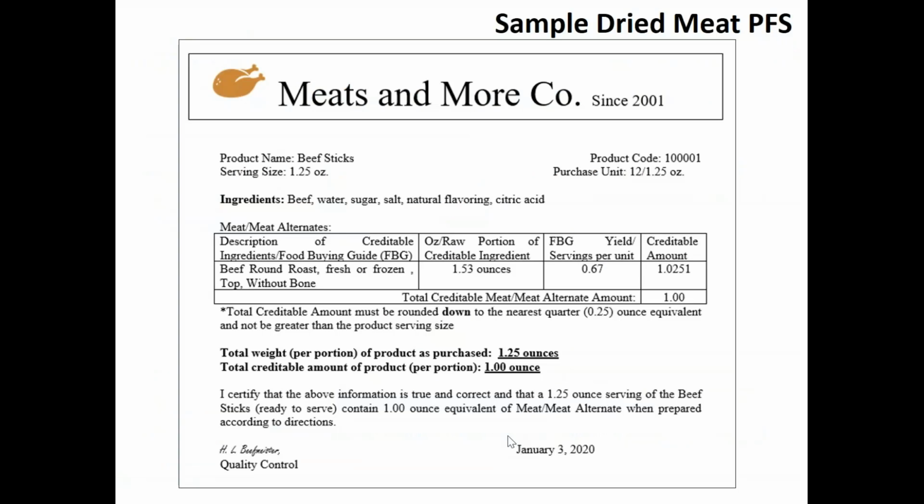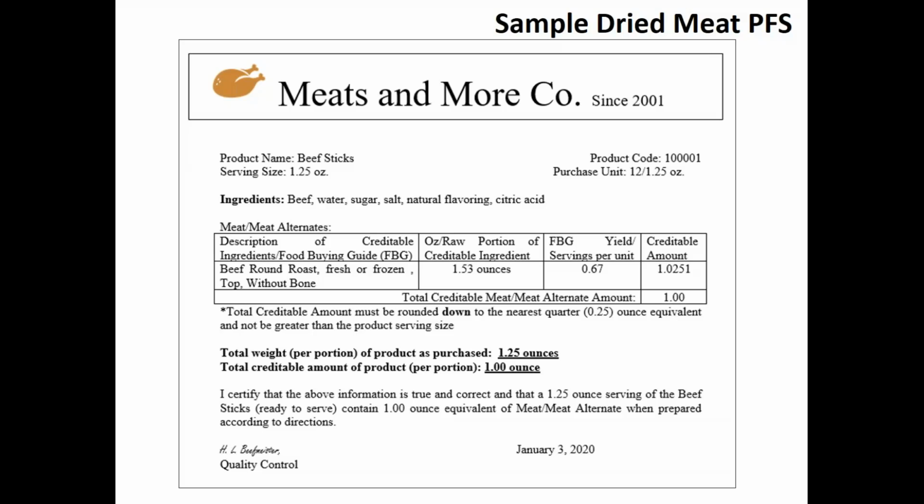Let's take a look at a sample dried meat PFS. Remember that all PFSs require that the letter be on a manufacturer's letterhead, which you can see here, a list of ingredients, the ingredient weight per serving, the weight of creditable ingredients, the crediting amount per serving, and the signature of the manufacturer's representative, verifying that the information is correct in order to be complete. This is true for all PFSs, not just the ones for dried meats.